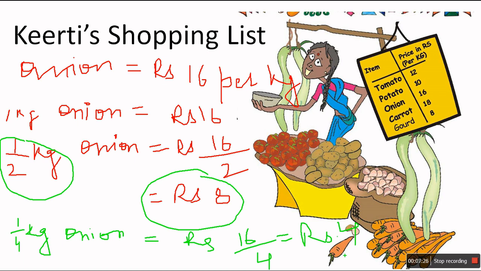For an increase in quantity, we are multiplying the rate. For a decrease in quantity, we are dividing the rate. In this way, we can prepare our bills. So let us move on and see what is next.